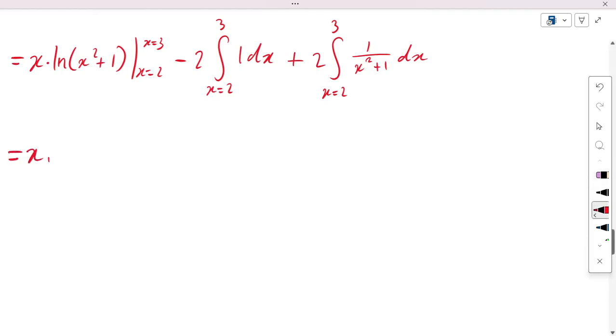So we have x natural log of x squared plus 1, evaluated from x equals 2 until x equals 3, minus 2 times the integral of 1 dx, which is just equal to x, and this is evaluated from x equals 2 until x equals 3.